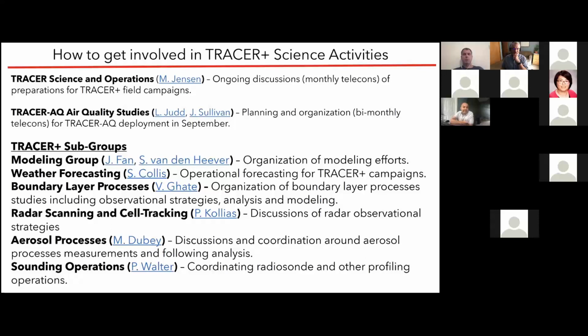All right, this is the last slide I have. I don't know if I have 6 minutes, but this shows all the subgroups TRACER has, and you can see the relevant people who are organizing these groups. Please feel free to contact us if you would like to get involved. We are in the formation phase of these groups, and in a couple of months TRACER will be operational. Thank you.